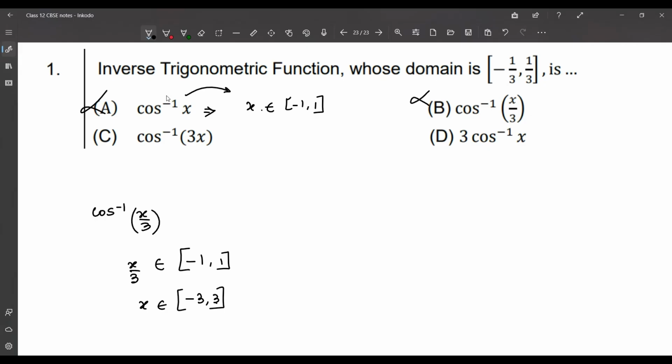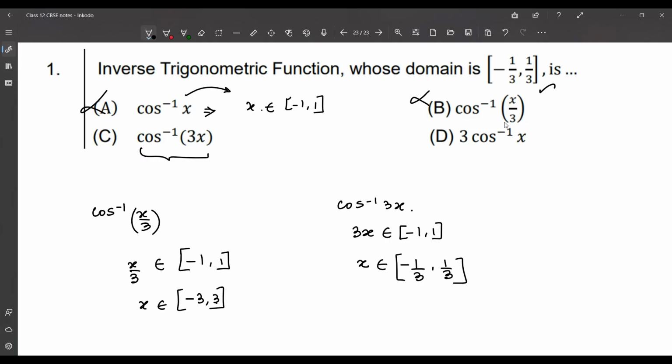Cos inverse of 3x. Here 3x belongs to minus 1 comma plus 1. So x belongs to minus 1 by 3 comma plus 1 by 3 under closed interval brackets. So we have a matching domain. So option C would be the correct answer. We'll move on to the next question.